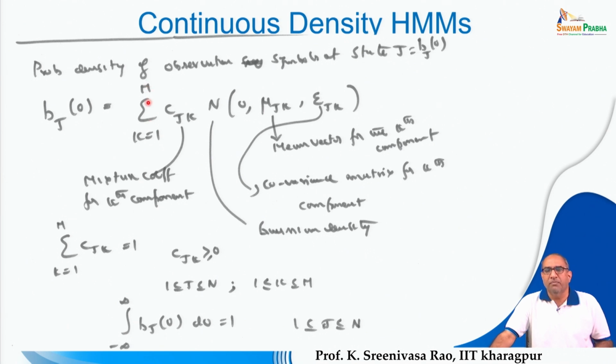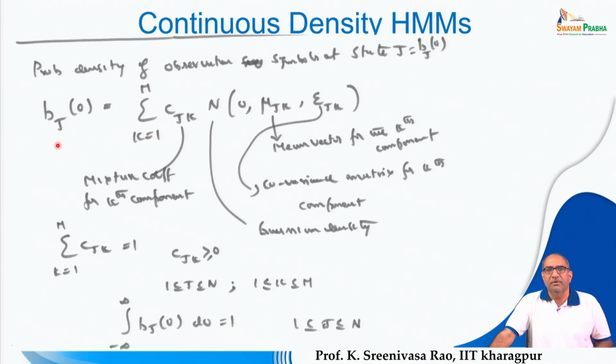Likewise, we have m components. Therefore, Cjk is nothing but a mixture coefficient, and this N(O, mu jk, psi jk), where psi jk is the covariance matrix and mu jk is the mean vector corresponding to the kth component of the state j. That means the state j is realized by a mixture model, where the mixture model contains m components, indicated by k, where k varies from 1 to m.